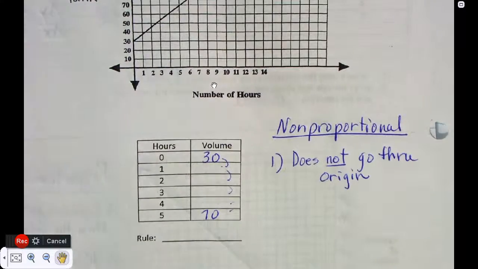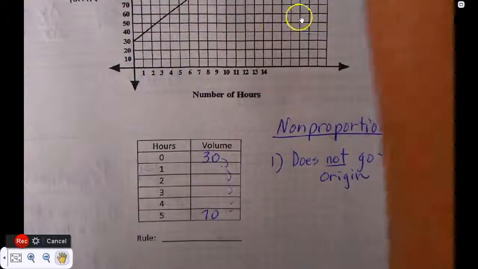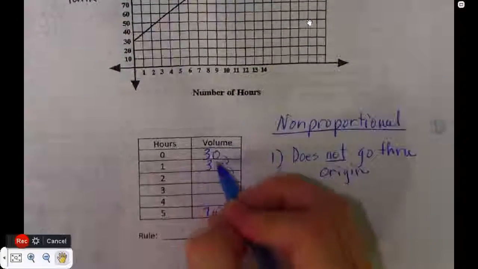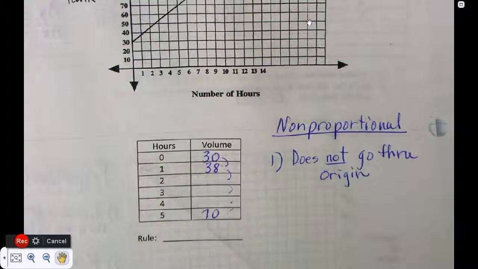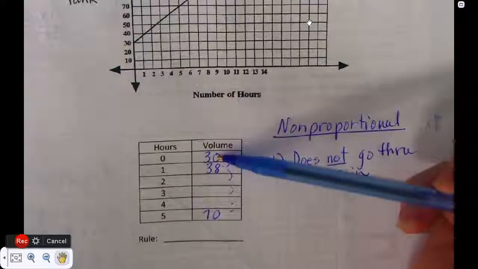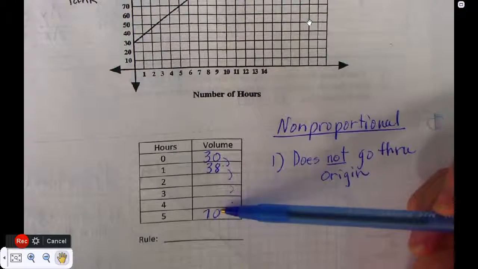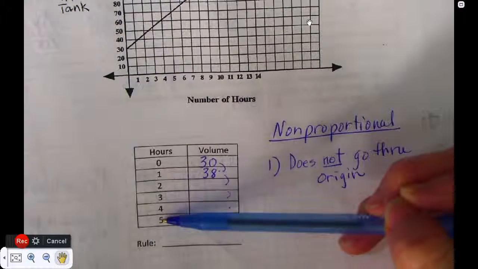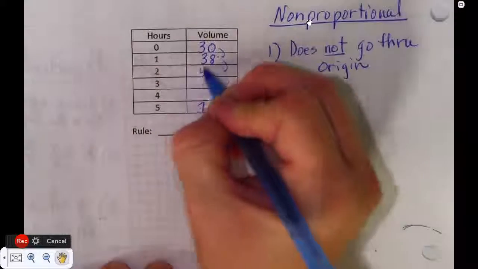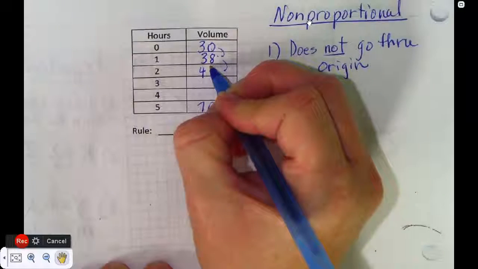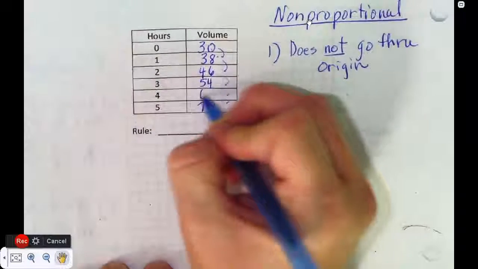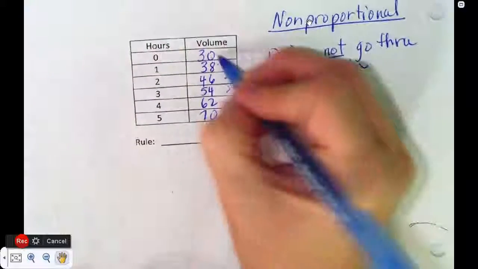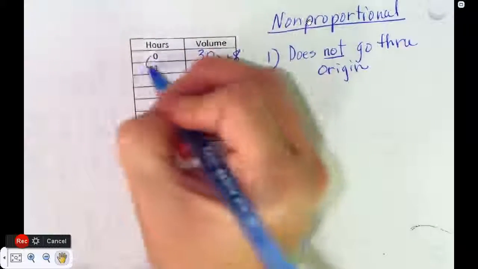Okay, what did it go up? 8. Woo! Good, Daniel. It went up 8. So, you know what I did? I said, well, it went up 40 gallons in 5 hours. So it went up 8. So that'd be what, 46? Great job, guys. So this went up 8 and this went up 1.